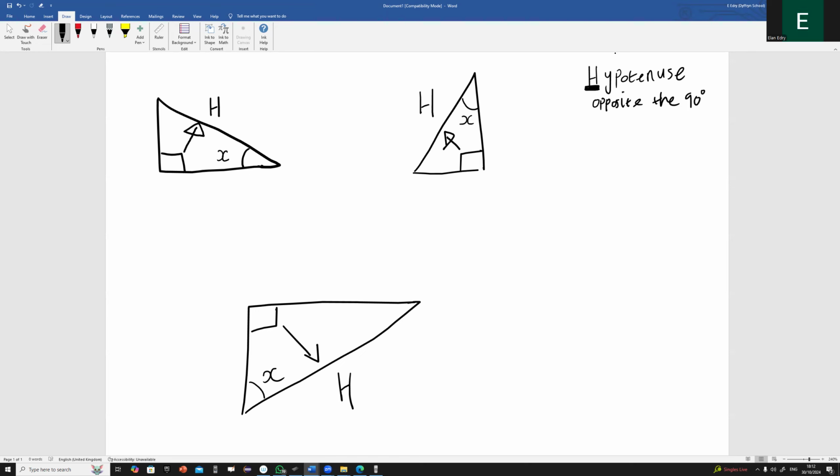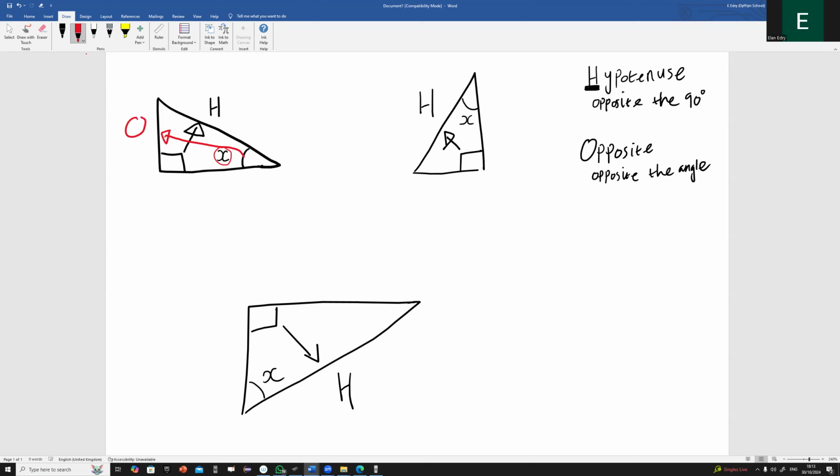Right, we also have the opposite. Now, this is opposite the angle. So not the 90, it's opposite the angle that we want. So logically, if X is the angle that I want, to get the opposite, I draw a line, and then the side that I hit is the opposite.